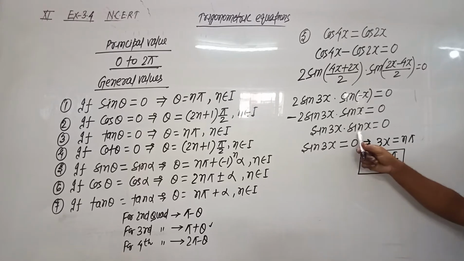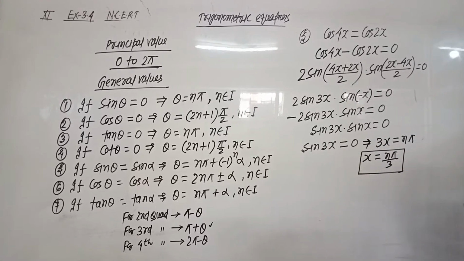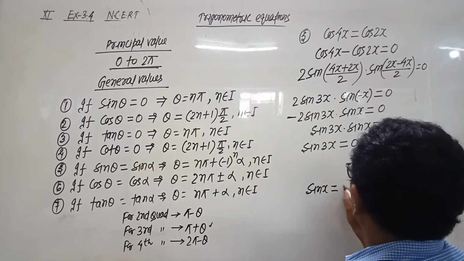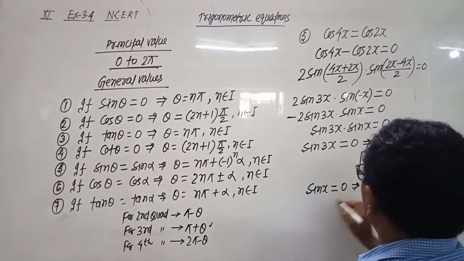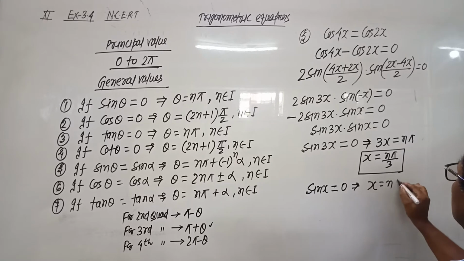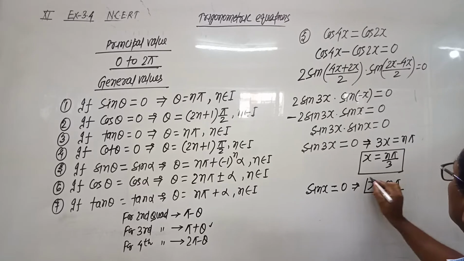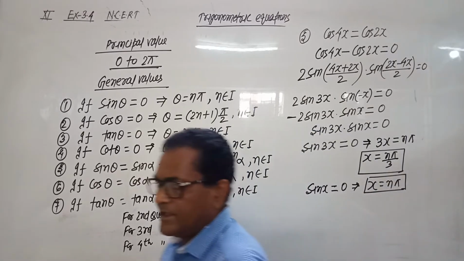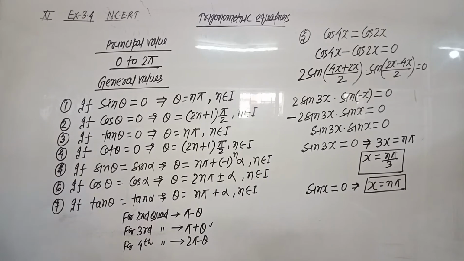Now we make sin x equals to 0. So for sin x equals to 0, again the same formula will be used. Theta equals to n pi means x equals to n pi. So these are the two general solutions. x equals to n pi by 3, and the second is x equals to n pi.